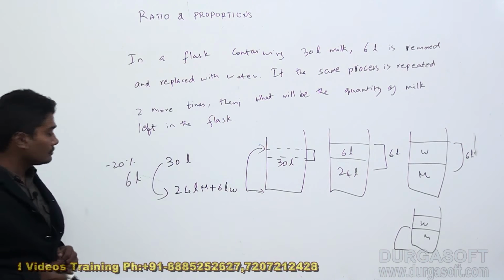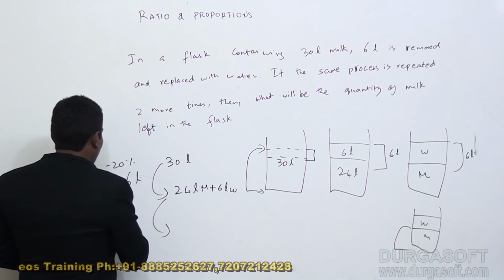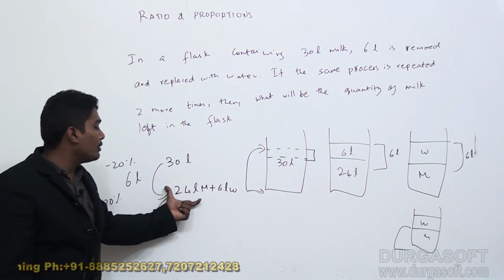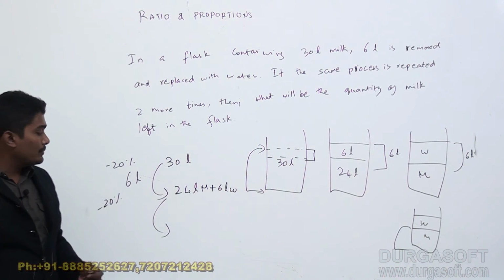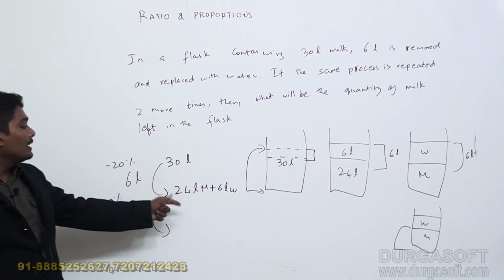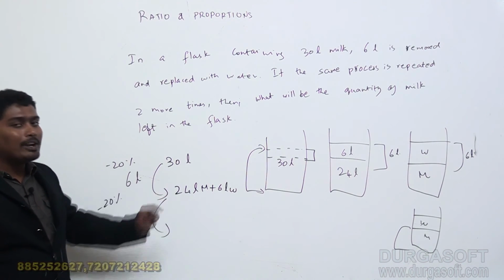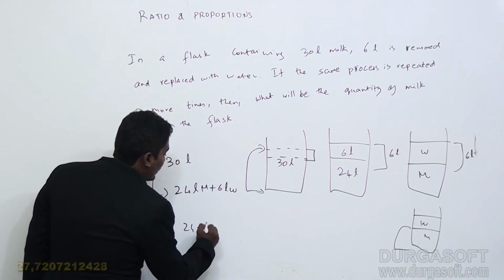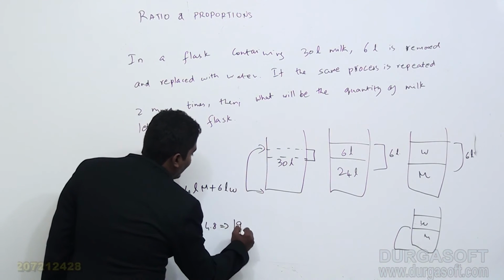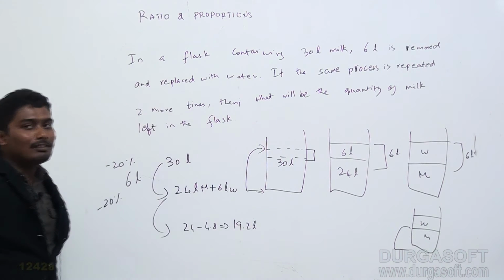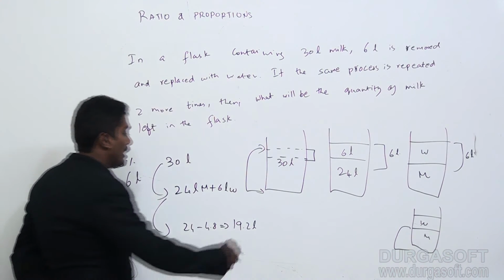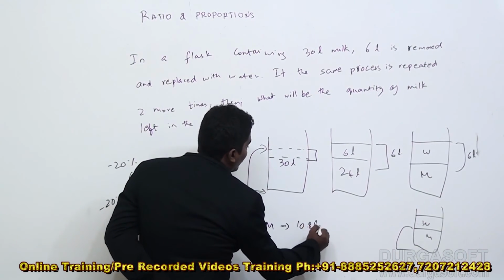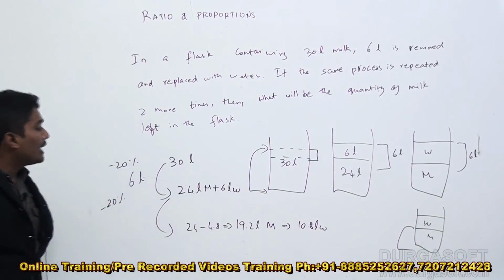Next I will again be removing 6 liters, which is nothing but 20%. Again the quantity of milk will be reduced by 20%. Now the quantity of milk is 24; 10% of 24 is 2.4, so 20% will be 4.8. The quantity of milk will be 24 minus 4.8, which is 19.2 liters. I will have 19.2 liters of milk and the remaining 10.8 liters water.